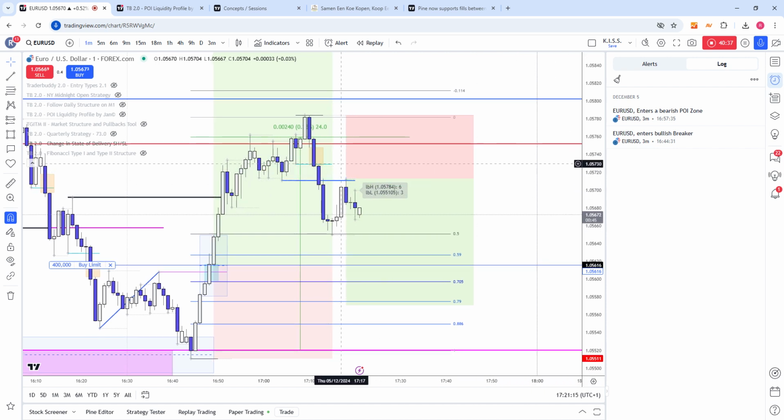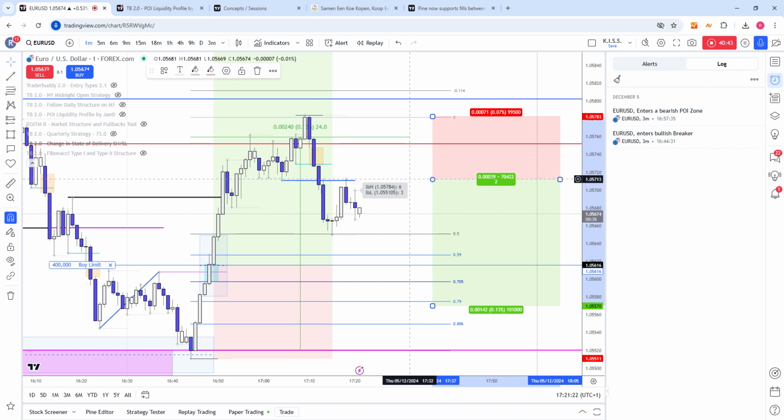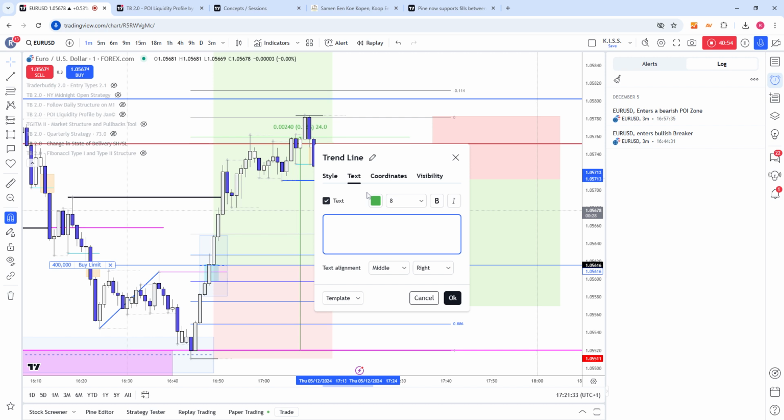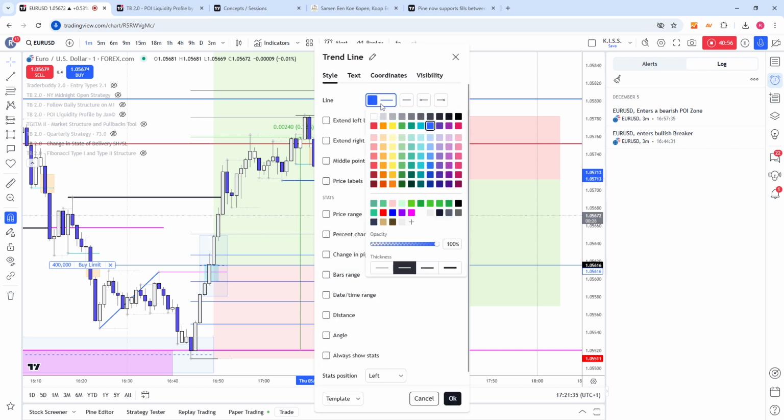If we enter this area here, because I believe this is equal highs. Let's see. No, it's not even equal highs. This one is lower even, so I want to see this one taken out.